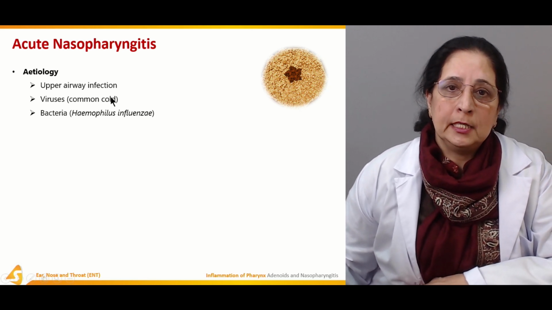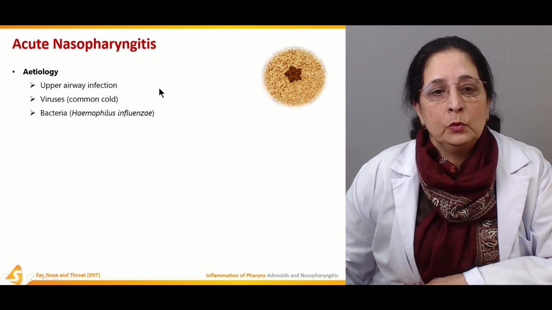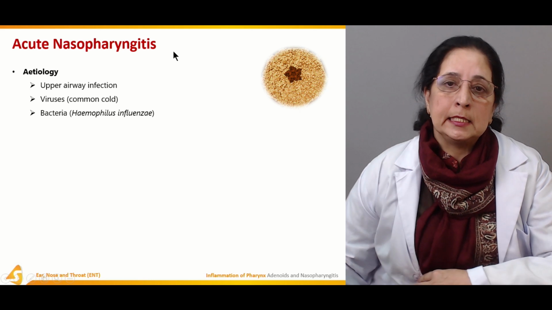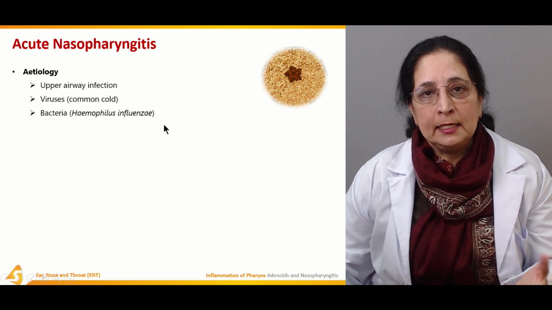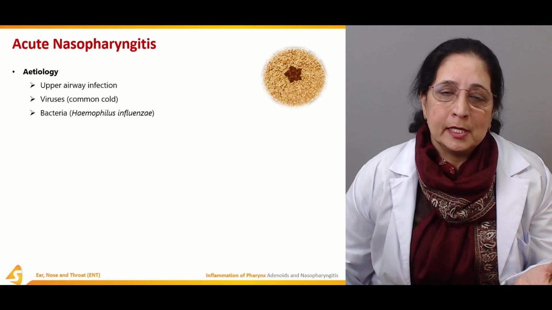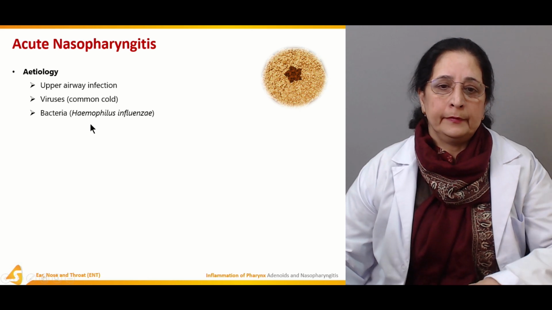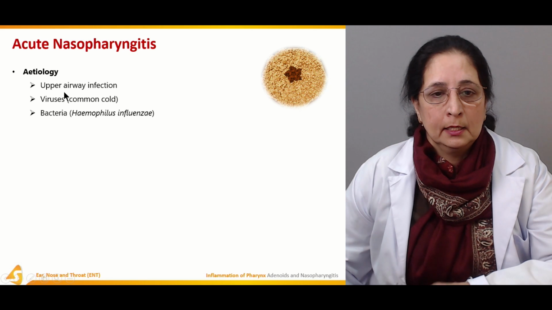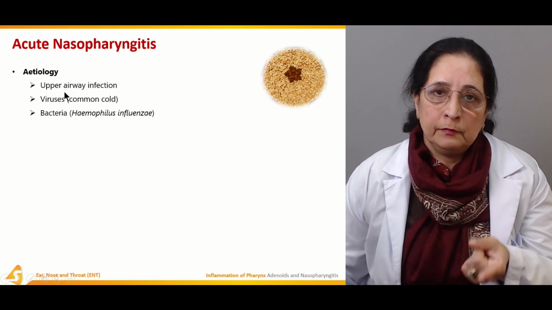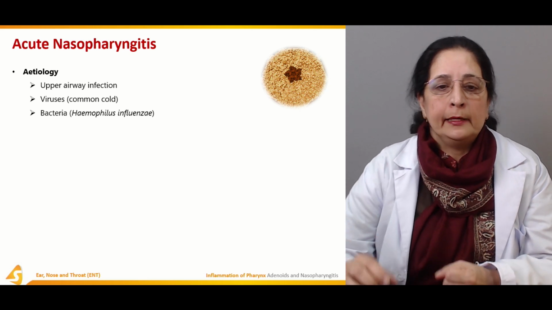Viral infection is the most common cause of acute nasopharyngitis, and some bacteria like Haemophilus influenzae, which causes influenza type A, B, is also a very common cause of acute nasopharyngitis. So upper airway infection, viral infection, and bacterial, which is Haemophilus influenzae.